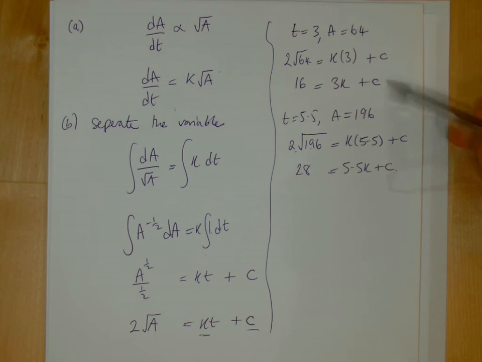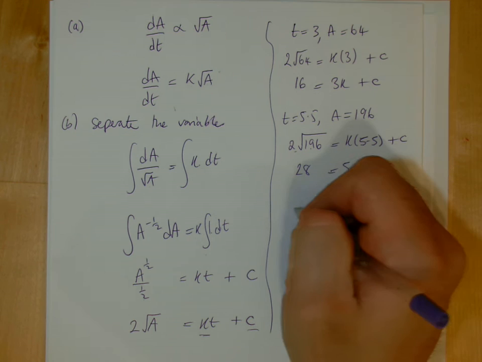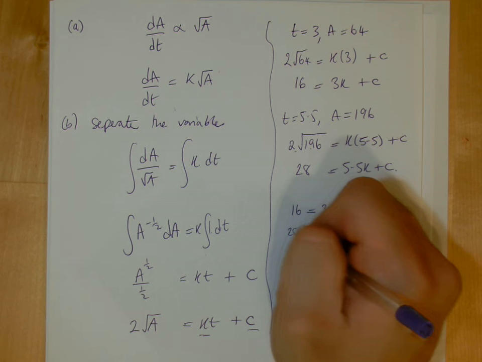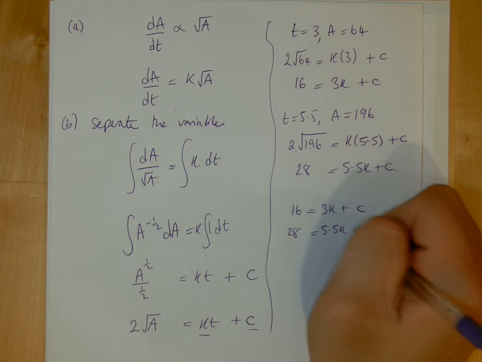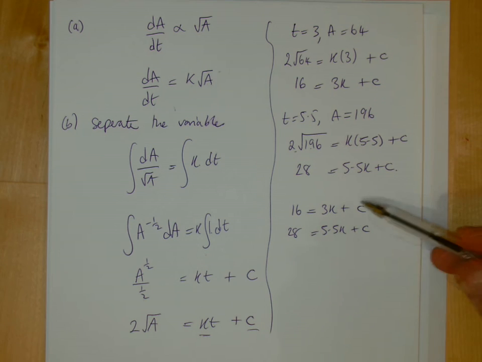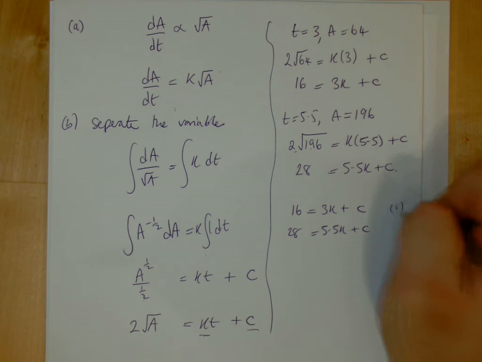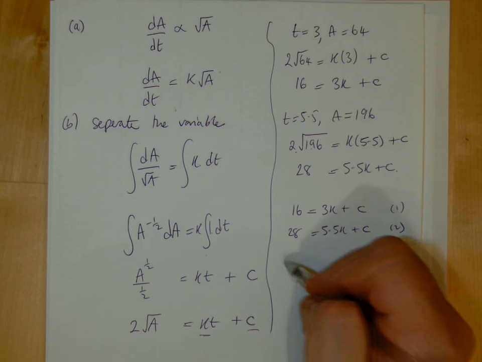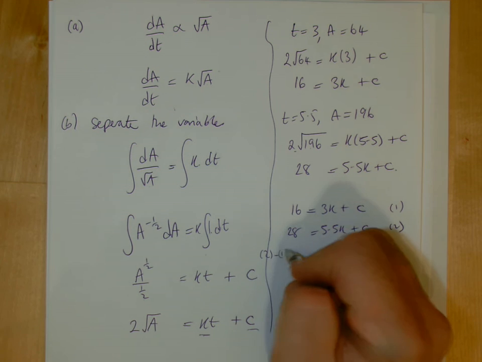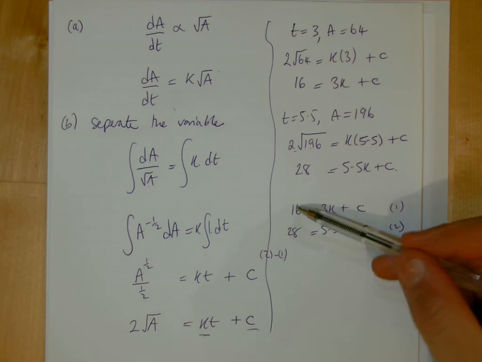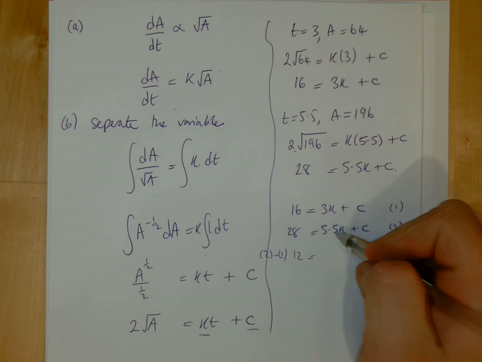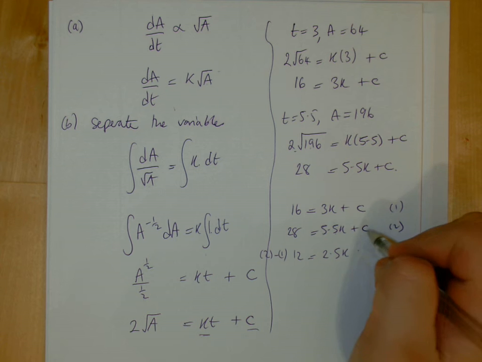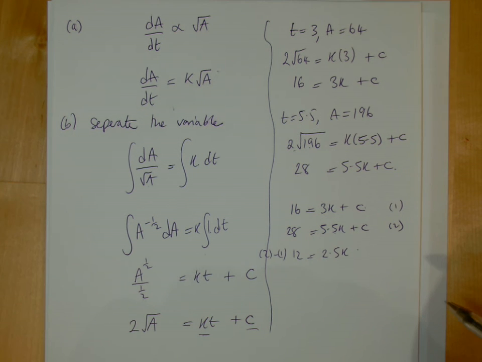So, notice now we've got two simultaneous equations, and I can perhaps line them up. So, I've got them like this. And we can simply use that then to work out what k and c are. If I call this 1 and 2, because the c's are the same here, I'll just do 2 take away 1. So 28 take away 16 is 12. 5.5k take away 3k is 2.5k. And then, of course, c take away c is just 0.